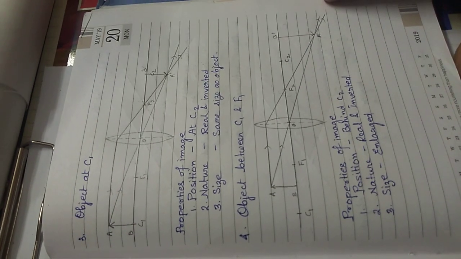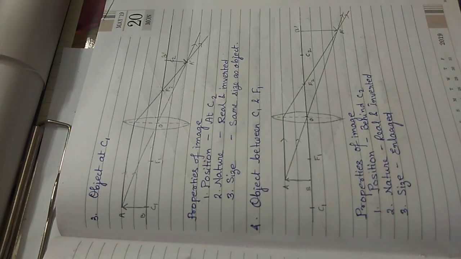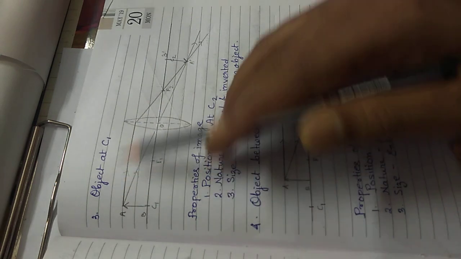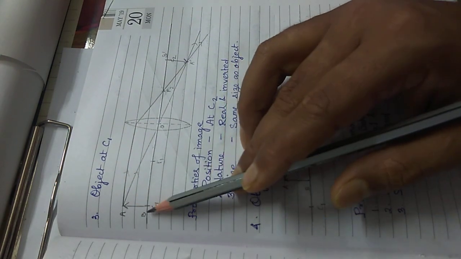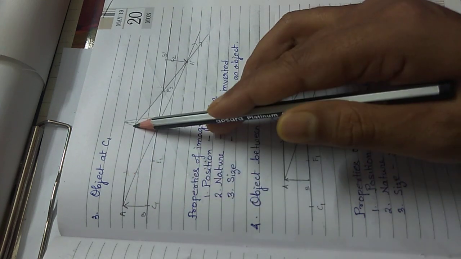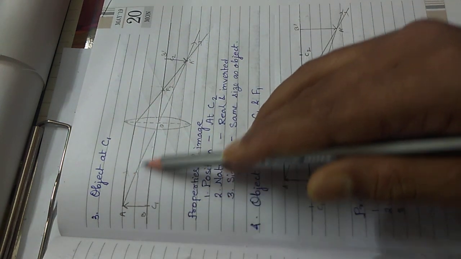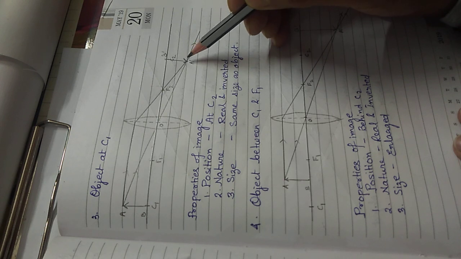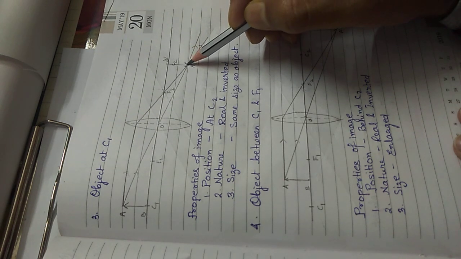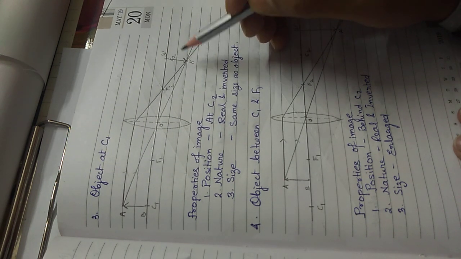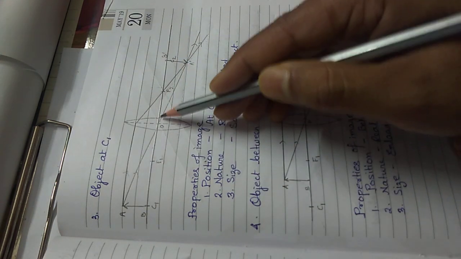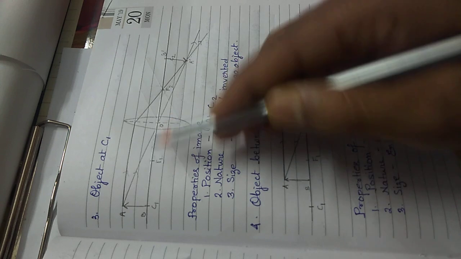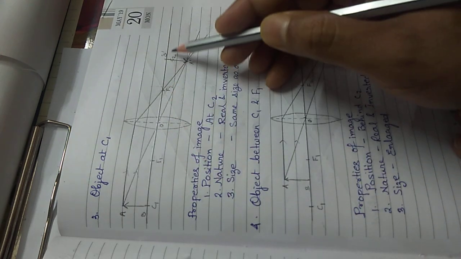The third position is object at C1. So when the object is at C1, draw the object, mark it as AB. One ray parallelly, it will pass through F2. Another ray, make it pass through O. You will find that both the rays are actually meeting at C2. If they do not meet at C2, you have made a mistake in these measurements somewhere. So make sure these measurements are accurately the same.